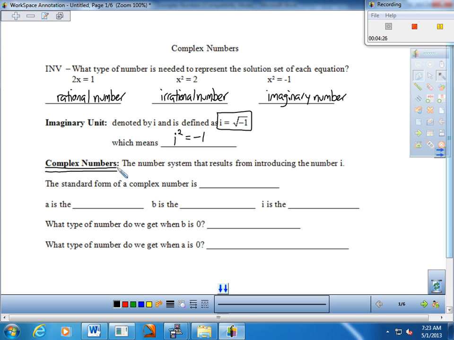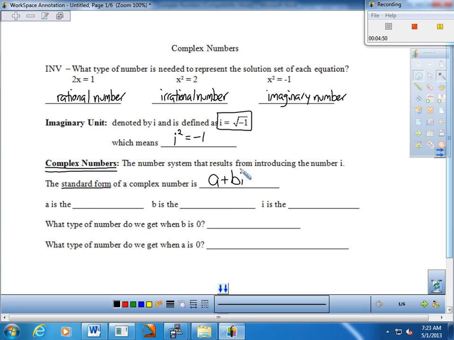So all of our real numbers and imaginary numbers fall under the umbrella of what is called a complex number. And so that says the number system that results from introducing the number i. And you probably have seen this version before, so we're going to look at the standard form of a complex number, and it would be this right here, made up of the two parts, the real part and the imaginary part. And that's what makes up a full, comprehensive complex number.